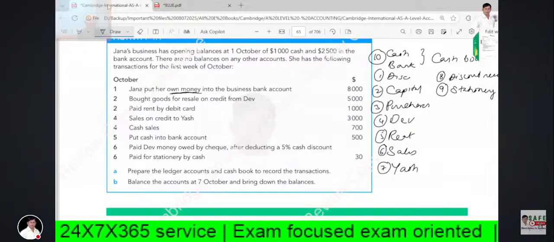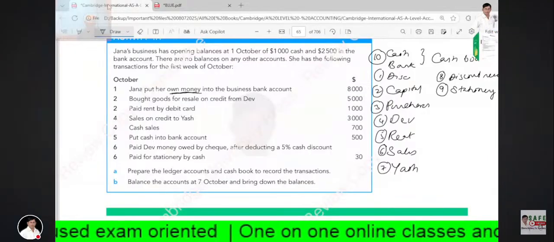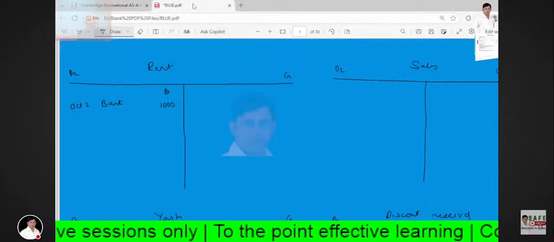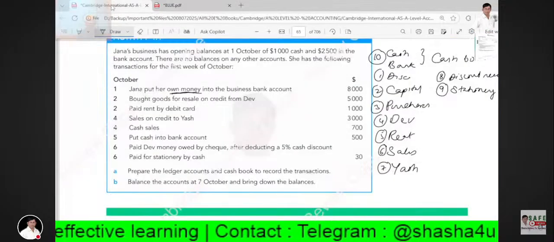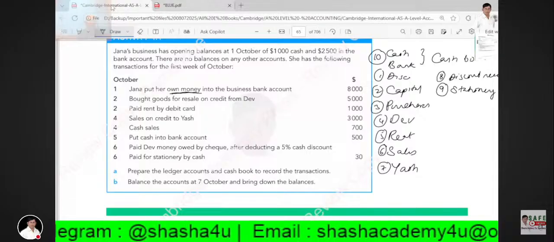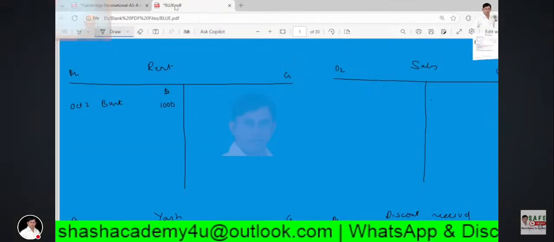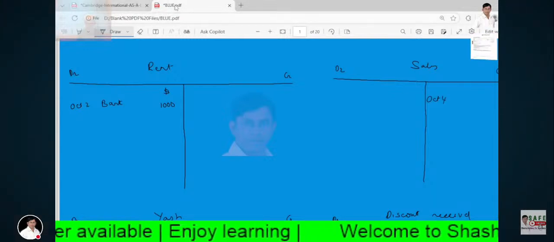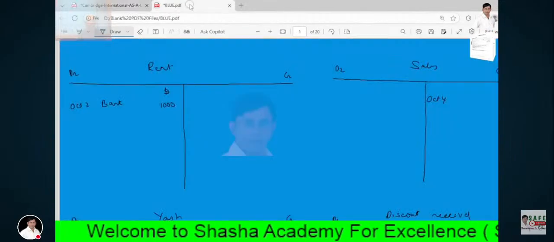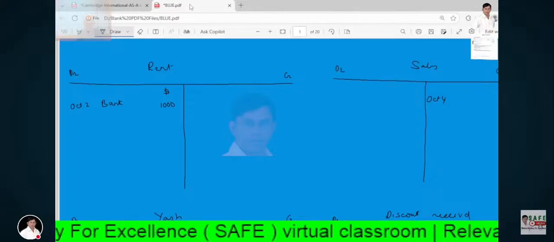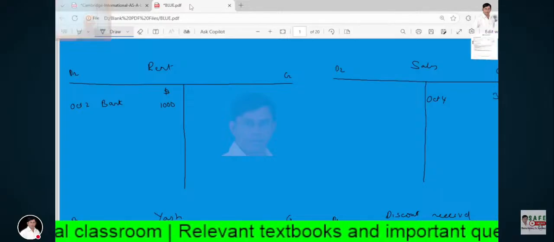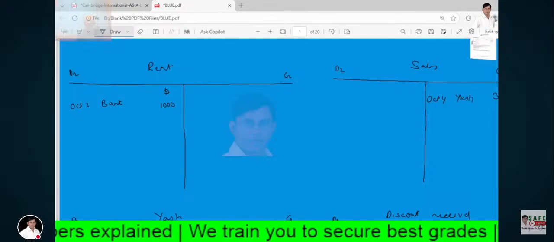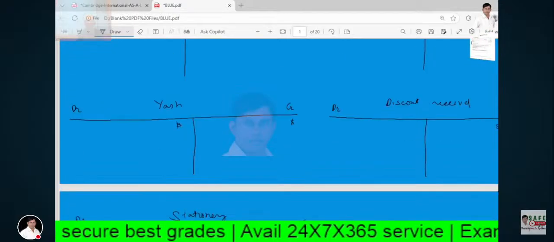Next, sales on credit to Yash. Sales and Yash. The date is the 4th. Sales on credit to Yash. What is the amount? $3,000. Sales is always credited. So on the opposite side, the Yash account will be debited.